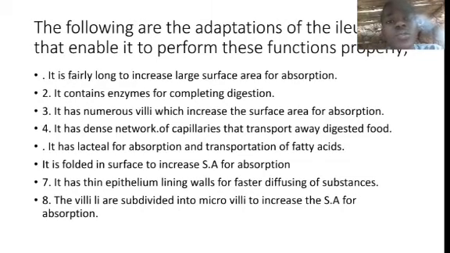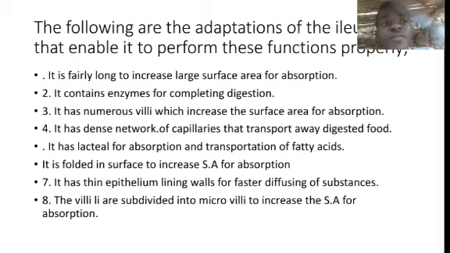It has also numerous villi which increase the surface area for absorption. You are going to come to see what villi is. We shall see the diagram. It has a dense network of capillaries that transport away digested food. So it has a lot of capillaries, and their major reason for being there is to transport away digested food. It also has bacteria for absorption and transportation of fatty acids. That one works on transporting fatty acids.